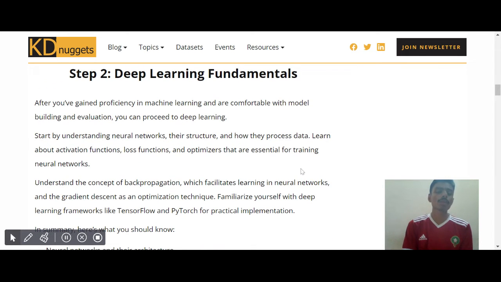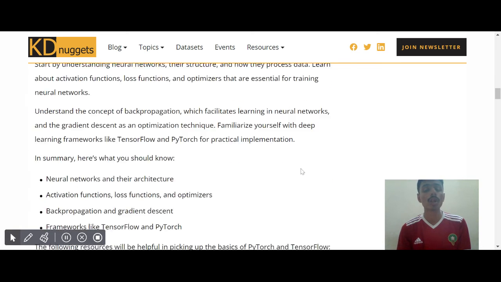After you have gained proficiency in machine learning and are comfortable with model building and evaluation, you can proceed to deep learning. Start by understanding neural networks, their structure and how they process data. Learn about activation functions, loss functions, and optimizers, which are essential for training neural networks. Understand the concept of backpropagation, which facilitates learning in neural networks, and gradient descent as an optimization technique. Familiarize yourself with deep learning frameworks like TensorFlow and PyTorch for practical implementation.